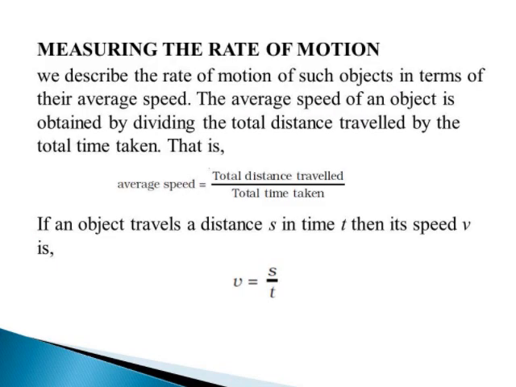Measuring the rate of motion. We describe the rate of motion of such objects in terms of their average speed. The average speed of an object is obtained by dividing the total distance travelled by the total time taken. That is, average speed is equal to total distance travelled upon total time taken. If an object travels a distance s in time t, then its average speed v is equal to s upon t.